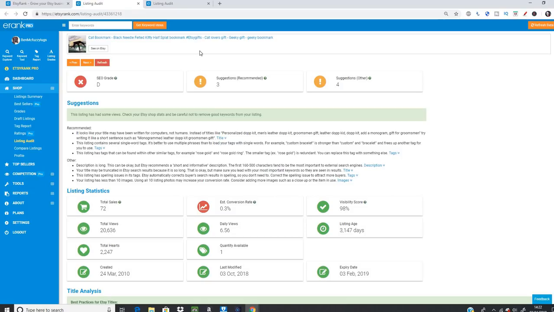It's not as bad as some people's listings are practically just their 13 tags. But this cat bookmark, needle felted kitty half splat bookmark, hashtag Etsy gifts, cat lovers gift, geeky bookmark. So that's just trying to keyword stuff quite a bit.